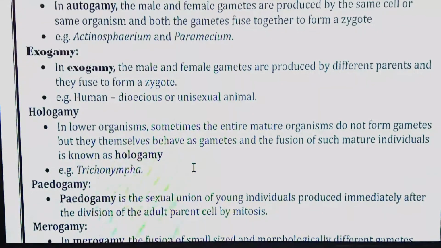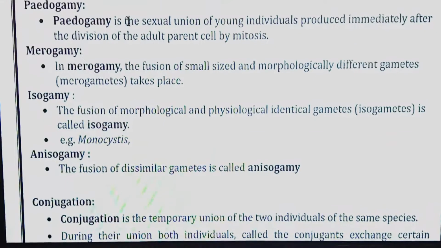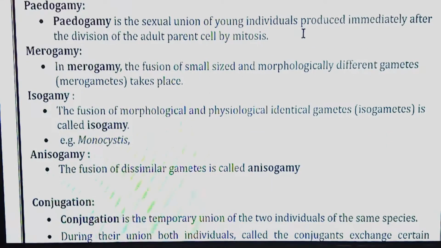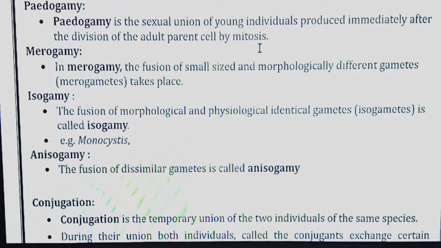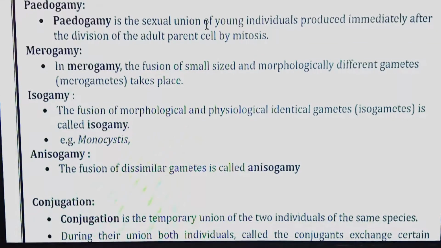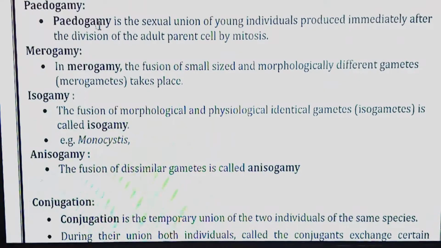Next one is called pedogamy. Pedogamy is nothing but the sexual union of the young ones produced immediately. As soon as the young ones are produced from the parent individual, they will fuse to form the next generation. So immediately after the formation of the young ones by the mitosis process, after coming out of the parent, they will fuse to form the zygote. This is called pedogamy.